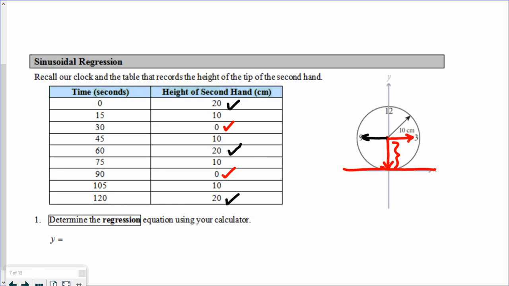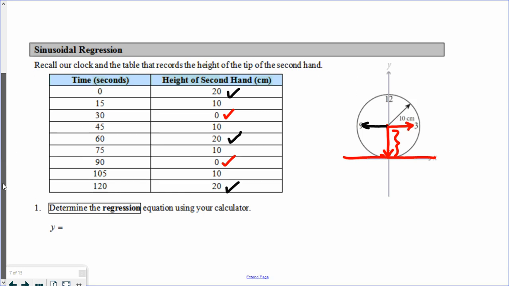So it says determine the regression equation using your calculator. So what you need to do is in your L1 and L2, in your stat part, you need to insert those into those two columns. So hopefully you're thinking, hey, I can pause this and do it really quickly. So putting it into L1 and L2.